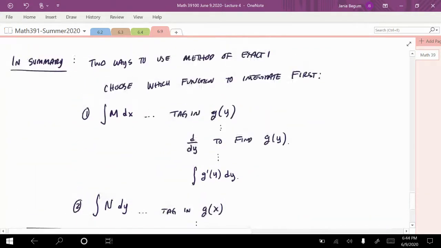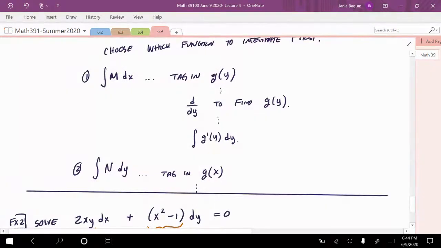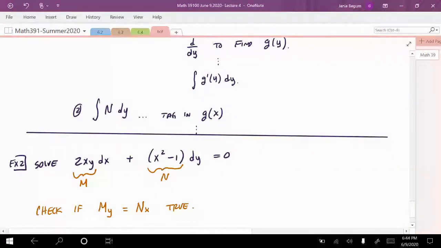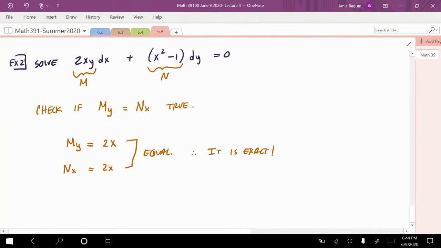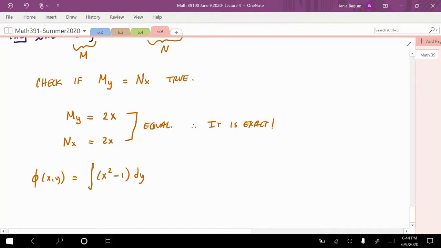Well, what does the method say? The steps are not so clear because it's a lot of wording. I just put in a lot of symbols into it. So I can pick either m and then integrate with respect to x, or I can pick n and integrate with respect to y. This time I'm gonna pick n, because the previous one I picked m. So my function phi that I am after is going to be the integral of n with respect to y, so it'll be the integral of x squared minus 1 dy. Okay, so let's do that.